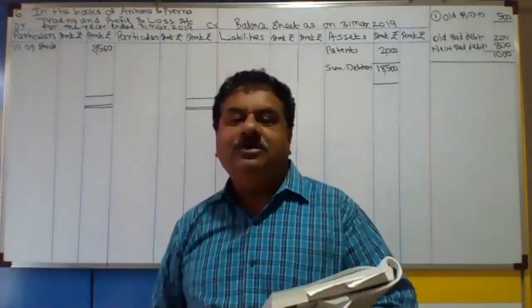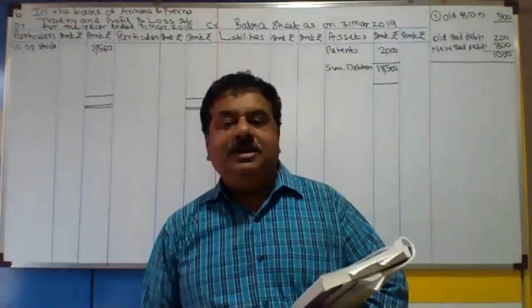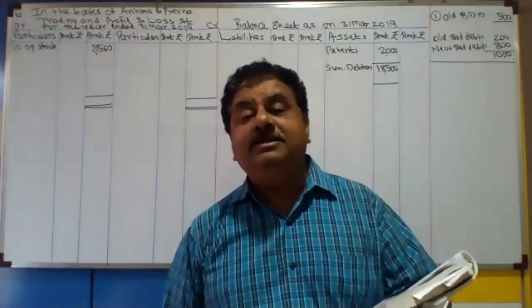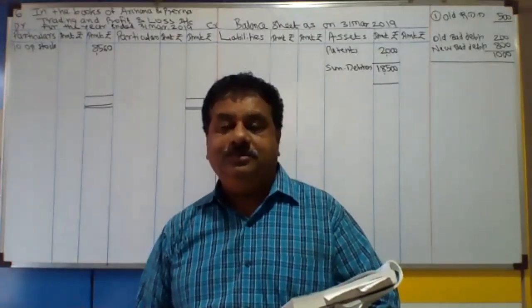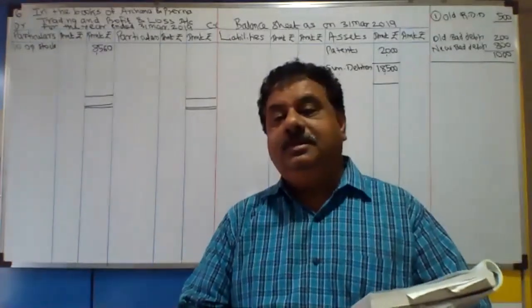Where will you write it, tell me? Where will you record the given item, stock of stationery? It is given in the trial balance. Where are you going to write it? Balance sheet asset. Speak, speak, speak.